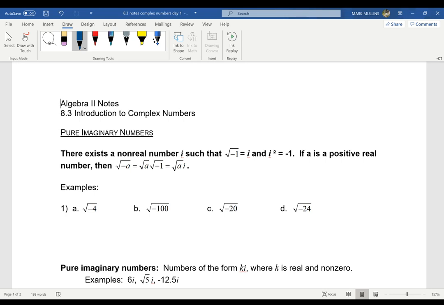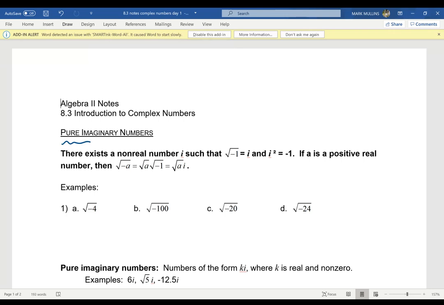8.3, Intro to Complex Numbers. So this is our first day looking at complex numbers. We're going to look at the definition of complex numbers and then just play a little bit with simplifying. So first, about pure imaginary numbers.